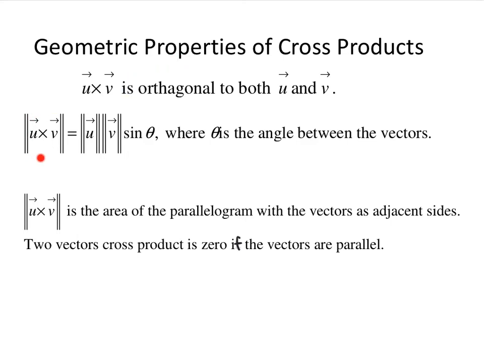Down here we're talking about some magnitude. So the magnitude of u cross v is equal to the magnitude of u times the magnitude of v times the sine of theta, where theta is the angle between the vectors. The magnitude of u cross v is the area of the parallelogram spanned by those vectors. And if two vectors have a cross product of 0, that means those two vectors are parallel.